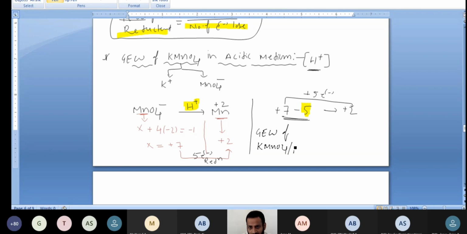So now the gram equivalent weight of KMnO4 by H plus. By H plus means, in acidic medium, you can have now 158. So how you written, 158 number means, sorry, it's a joke. 158 is not a lucky number. 158 is the gram molecular weight. Okay. So gram molecular weight of whom? KMnO4.